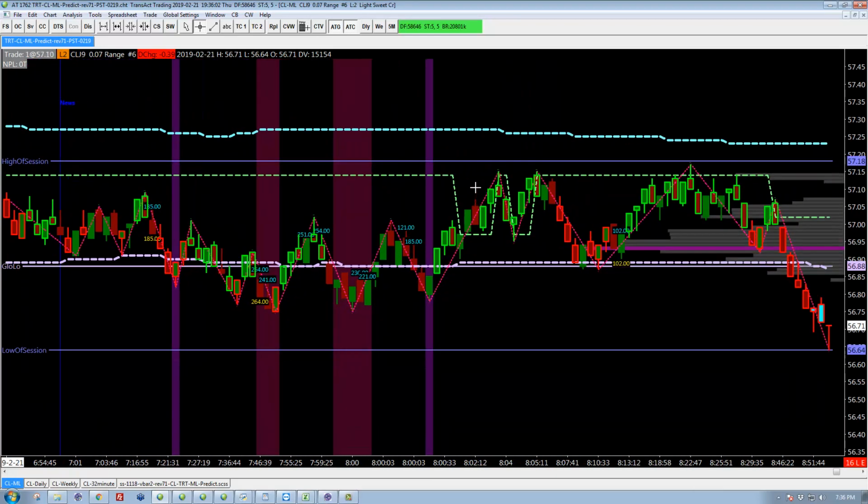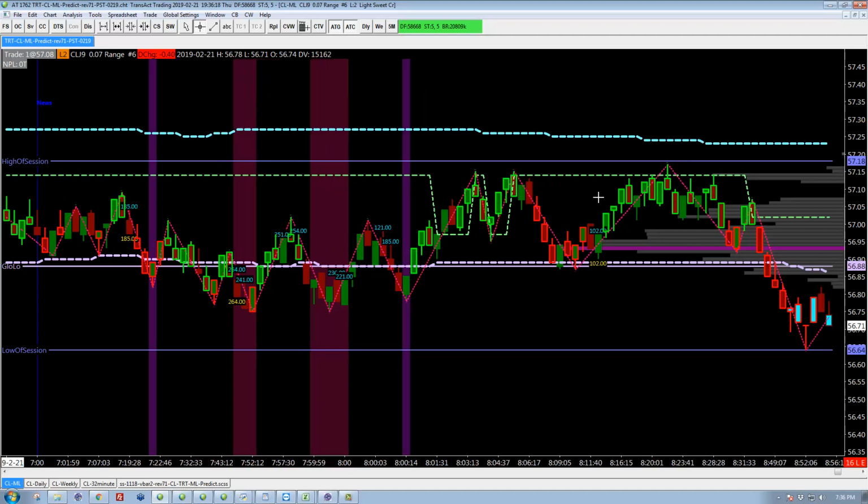Then we move up into the POC. This is this dashed green line, point of control, and we won't get in when we're there. That's the place where the most volume has occurred. So we already know that prices spend a lot of time there. It's not a place that we want to be looking for a trade.